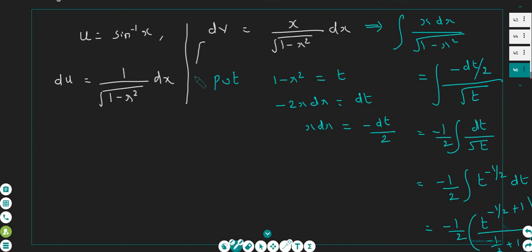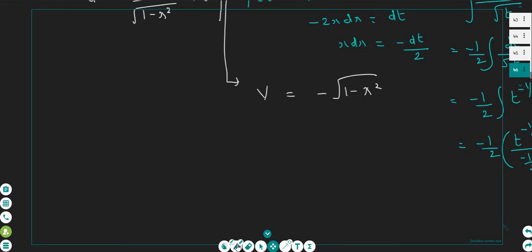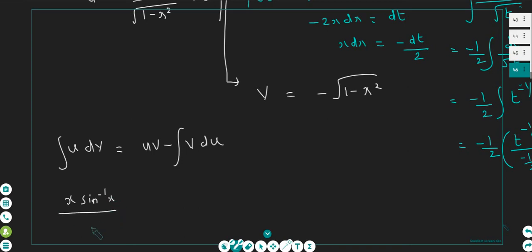Now I'm going to write it here. After I integrate, I get v equal to negative of root of 1 minus x squared, because this is the integration of this side. Now I'm going to apply the UdV rule again. Integral of u dv equals uv minus integral of v du. We know this. The given integration is x times sine inverse of x all over root of 1 minus x squared.